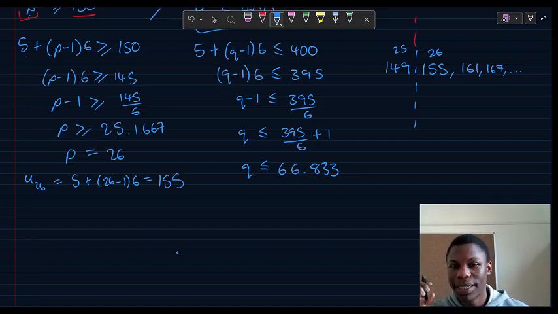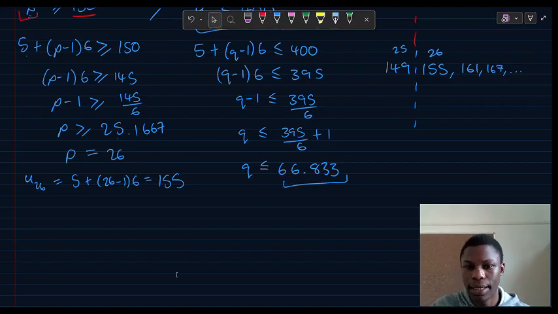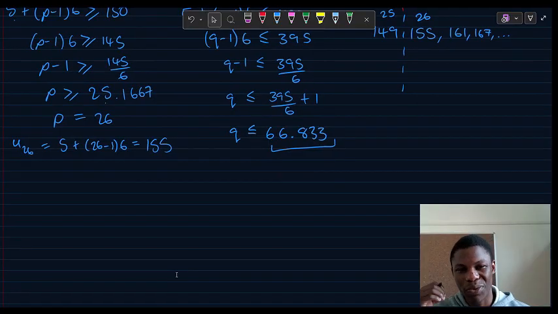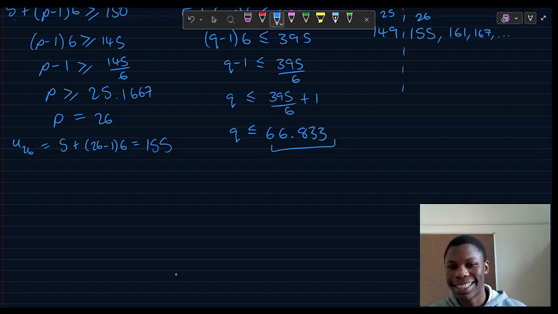So we want the last term that's less than or equal to 400. So we want the last integer value that's less than or equal to 66.83. Remember q is a position, so it's an integer, because the number of the term is going to be a whole number. This just tells us that q has to be less than 66.833, but the last integer value that satisfies this condition is 66.